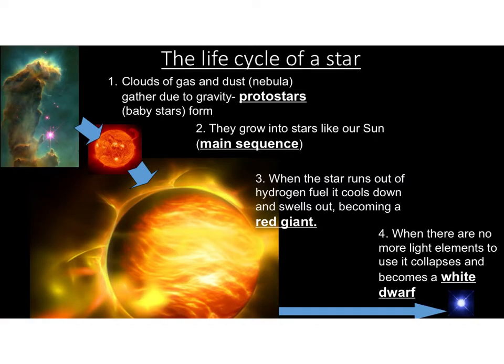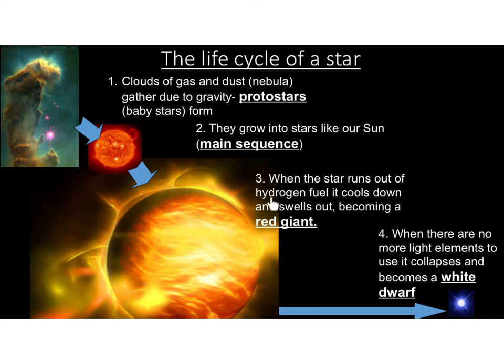Okay, so the clouds of gas and dust, which is the nebula, gather due to gravity, and a protostar is formed. That's a baby star. It's when the star starts getting warm, it starts generating heat because the particles are smashing into each other so quickly and so frequently. They change into stars like our sun when they start fusing hydrogen to form helium. And that's when it's a main sequence star.